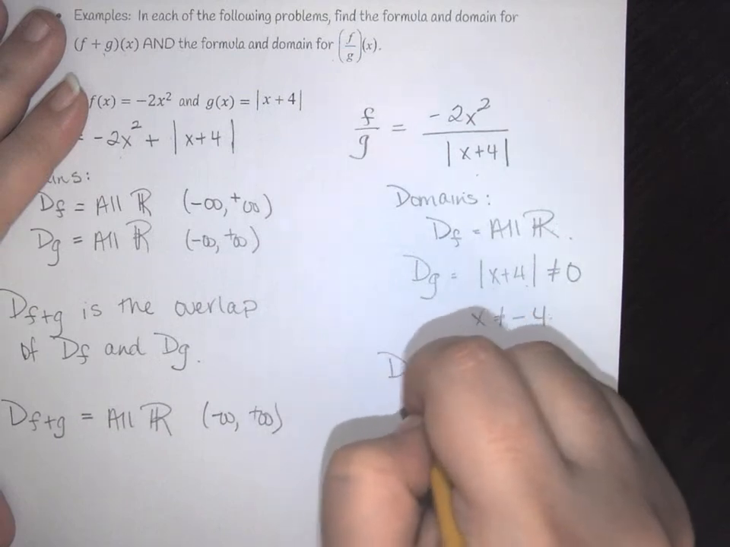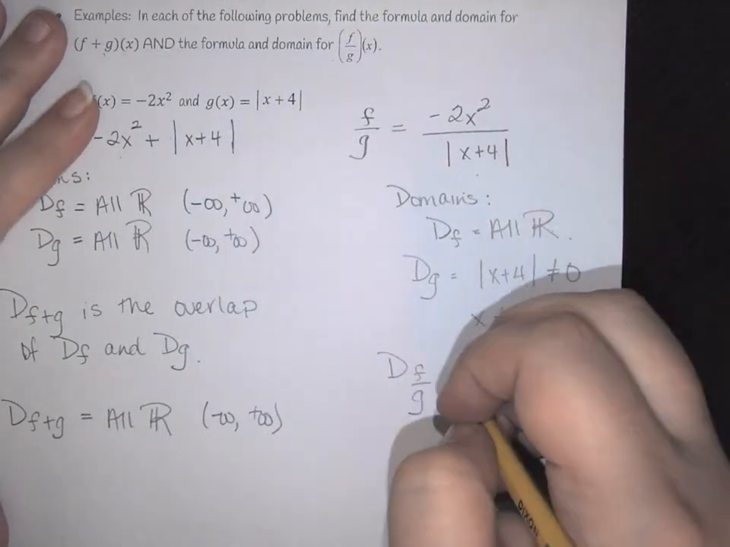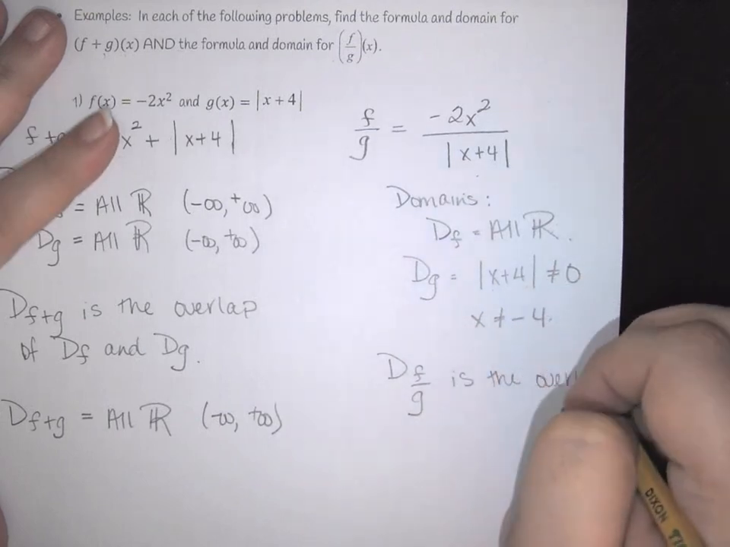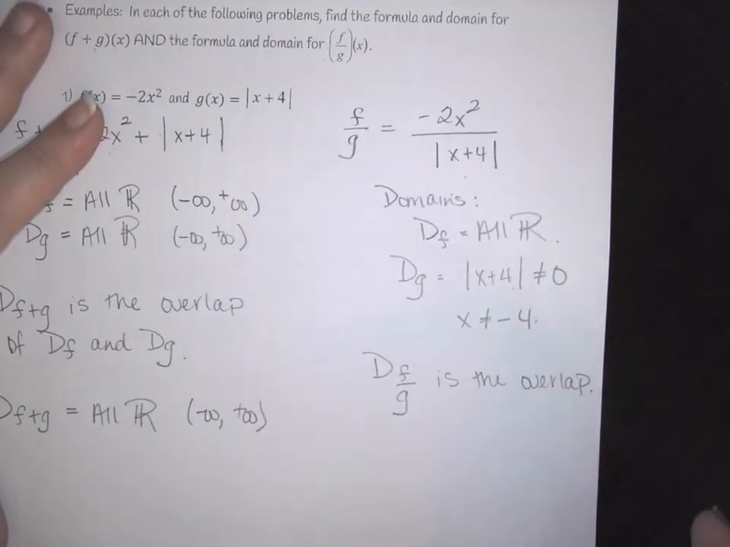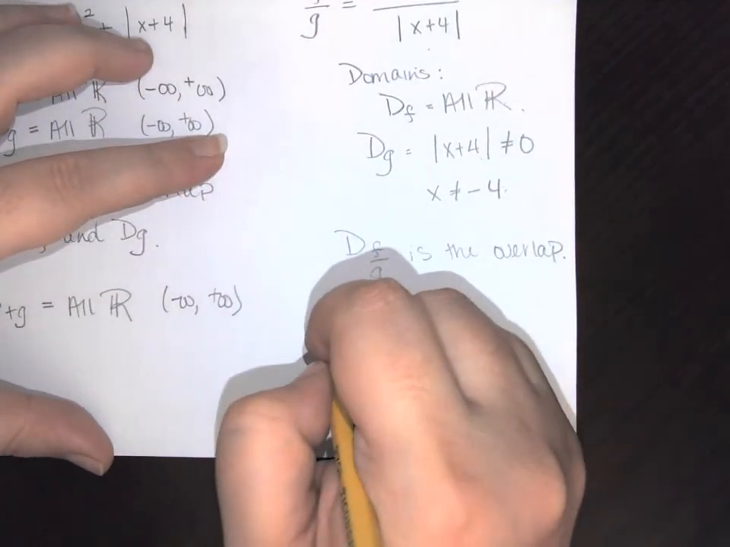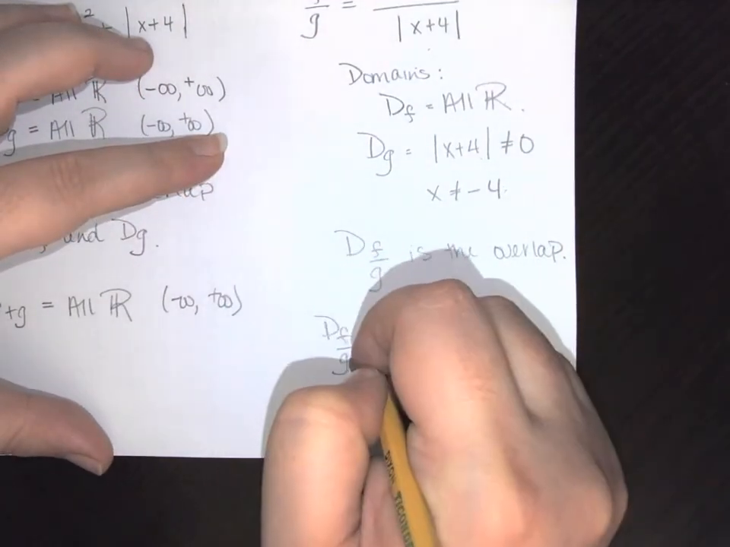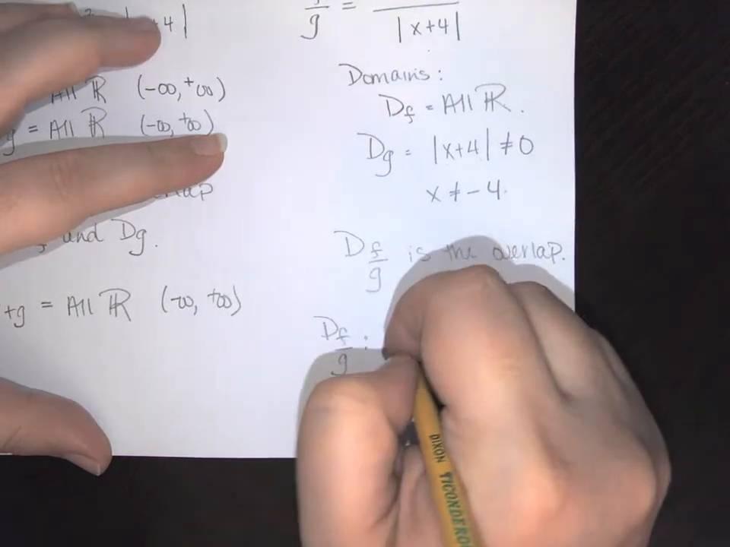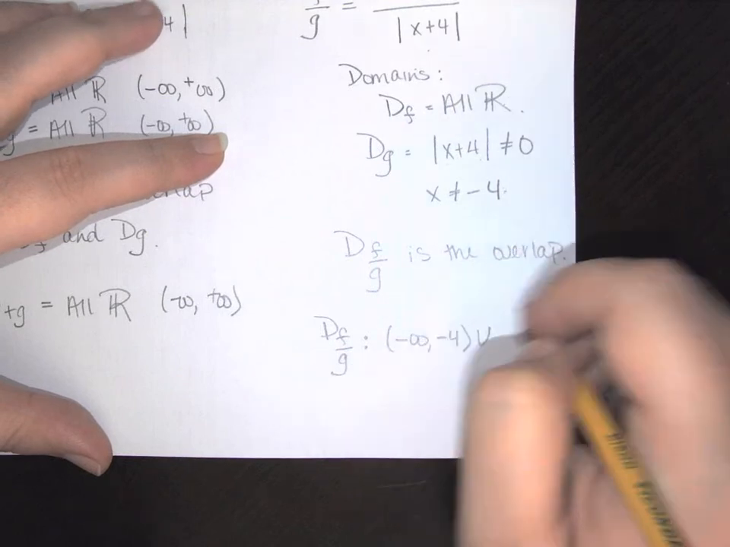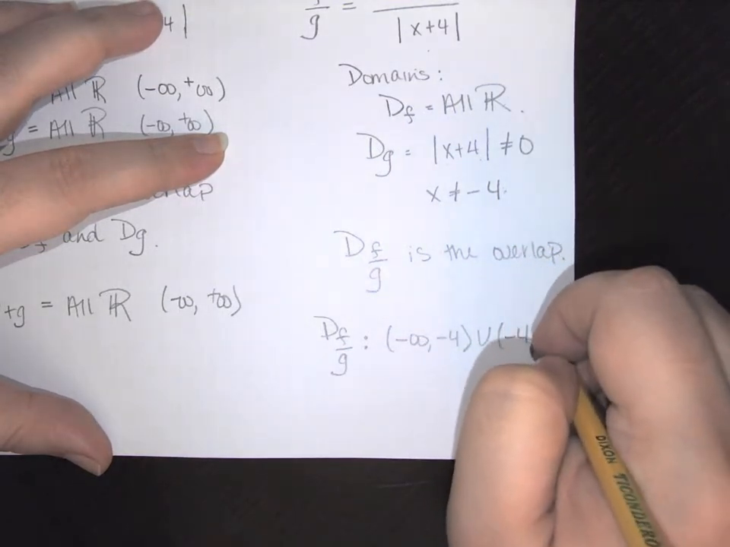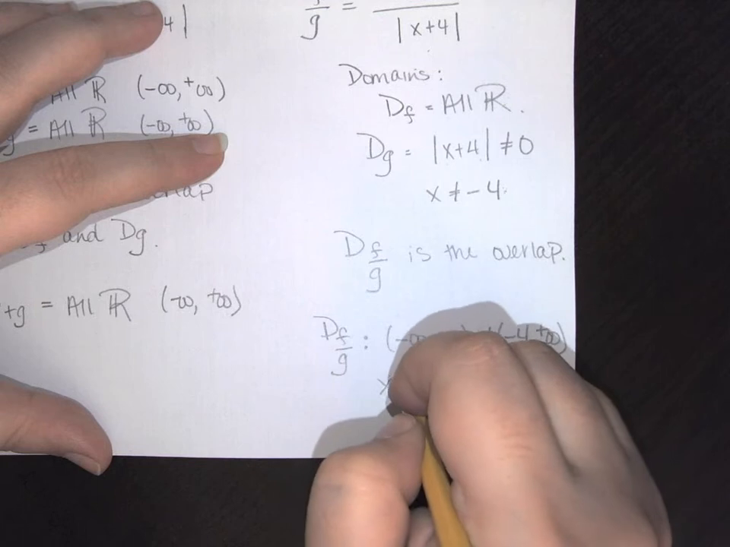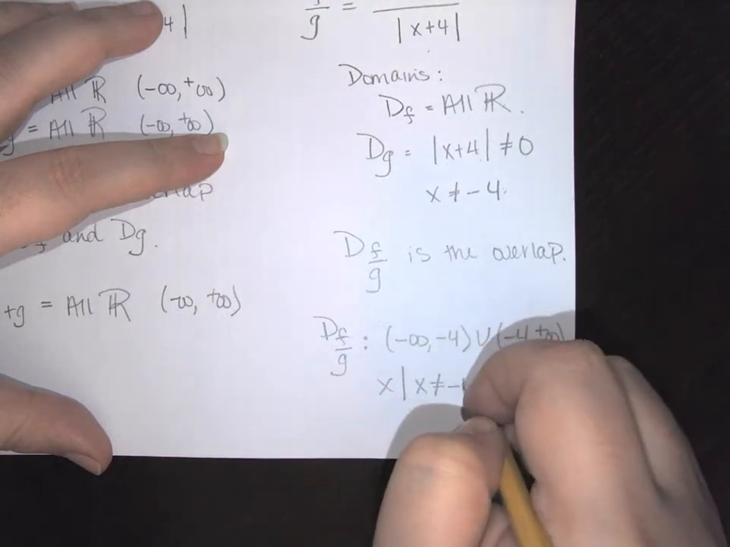So my domain of f over g is still going to be the overlap. And so in this case, what we're looking at is my domain of f over g to go from negative infinity to negative 4 union negative 4 to positive infinity. In other words, it is x such that x cannot be negative 4.